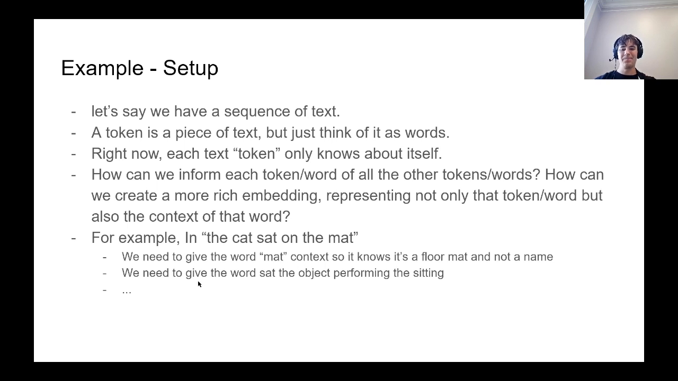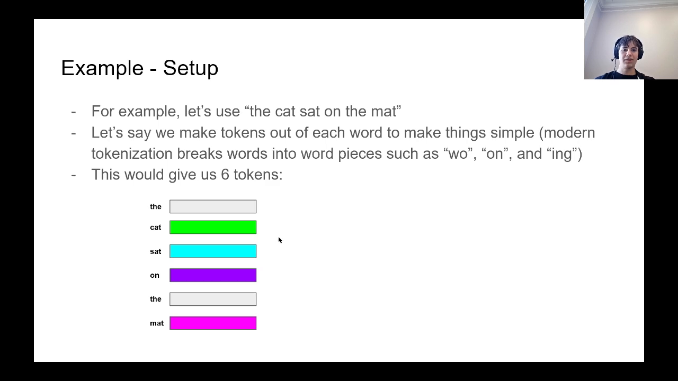Besides the point. We also need to give all the other words context. For example, this word the and this word the are different, although if you just have the word the, they look exactly the same. So first we're going to tokenize our sequence: the cat sat on the mat, just normal tokenization. Like I mentioned before, in practice you use word pieces, but I'm representing them as words. So we're going to have 6 tokens.